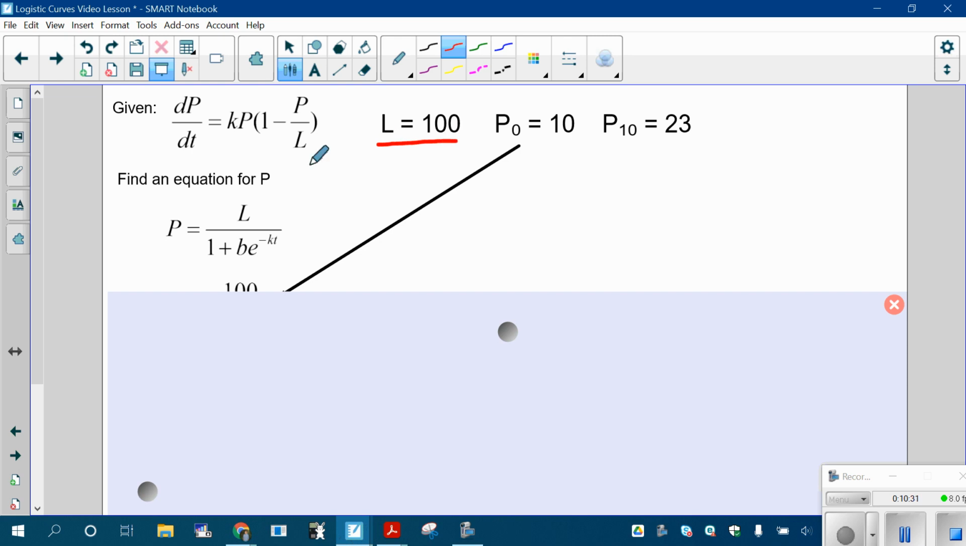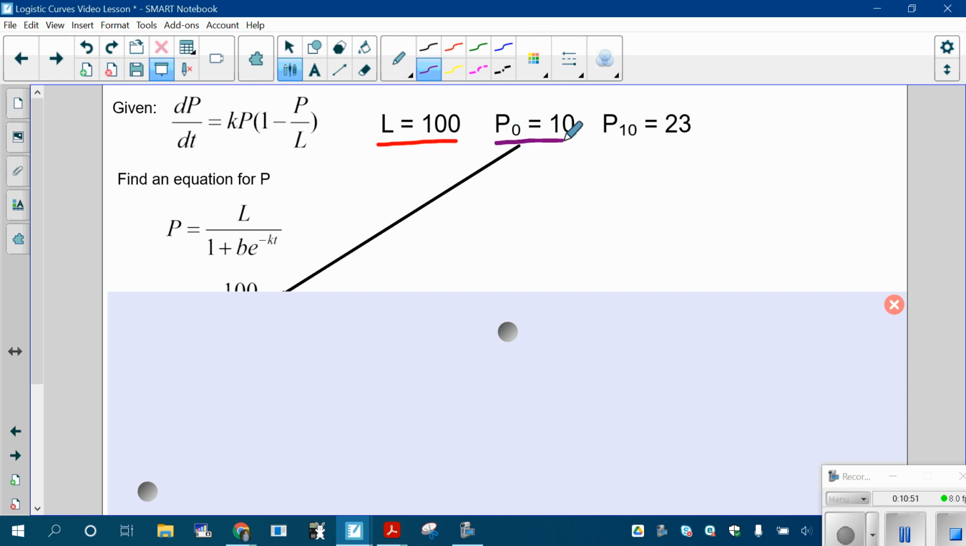What I don't know, if I'm trying to write this equation, because I want to know this equation if I'm going to predict when it's at certain y values, which is what they're asking, I need to figure out the b and the k. These are two different constants that I need to figure out. Luckily, they tell me 2 points.